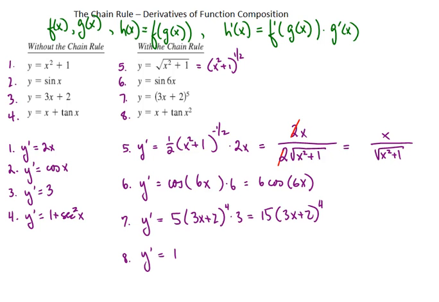Finally, for number 8, we have x plus tangent of quantity x squared, and the derivative of x is 1. Now the derivative of tangent is secant squared. We're going to leave the inside alone, and we're only using the chain rule on the tangent of quantity x squared. So we're only going to multiply that by the derivative of x squared, which is 2x. And we end up with 1 plus 2x secant squared of quantity x squared, and that'll do it for this.